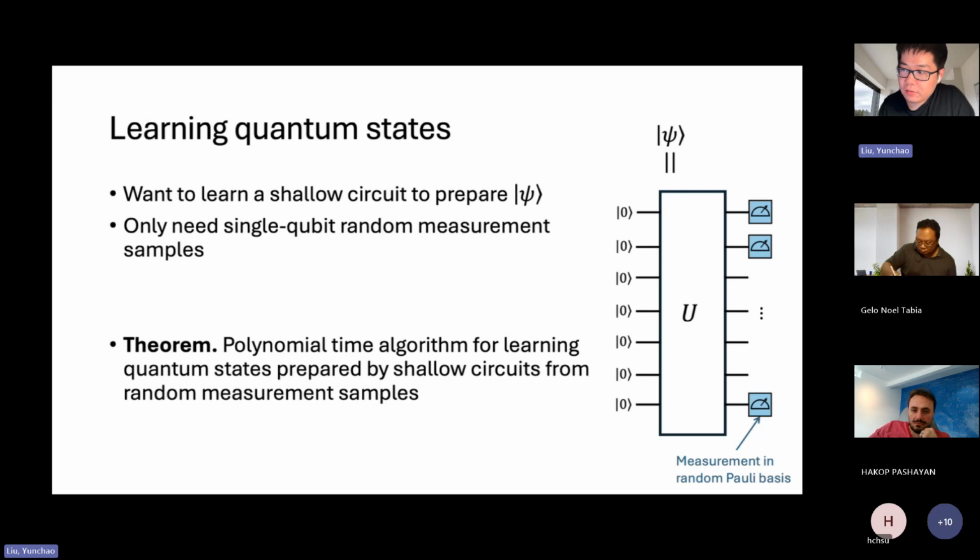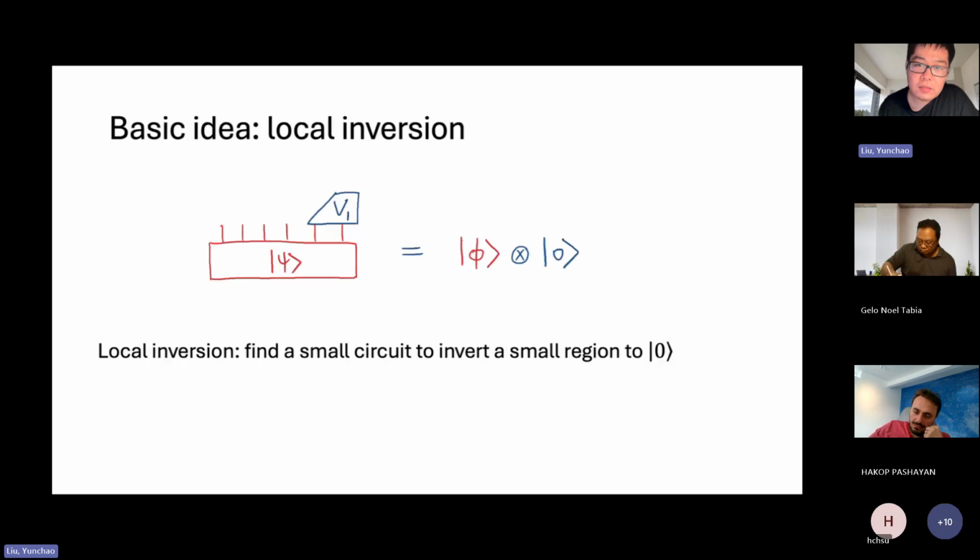Our starting point is the same basic idea of local inversion. On the left-hand side, we have our unknown quantum state psi. A local inversion is just a small quantum circuit, like V1, such that if we apply it, it will disentangle one of the qubits, meaning that one of the qubits is inverted to the state 0, and the remaining qubits are in some other unknown state.